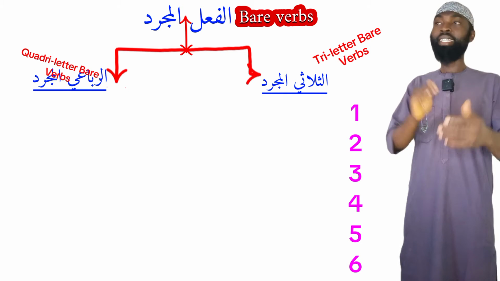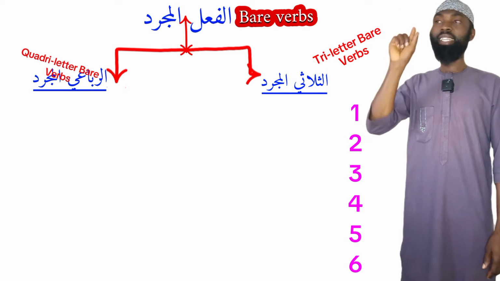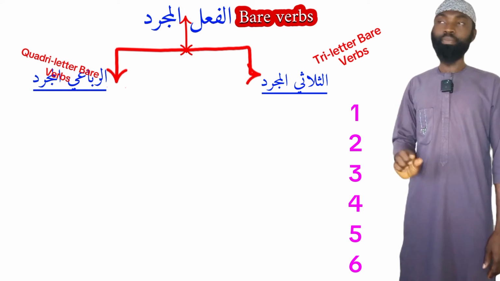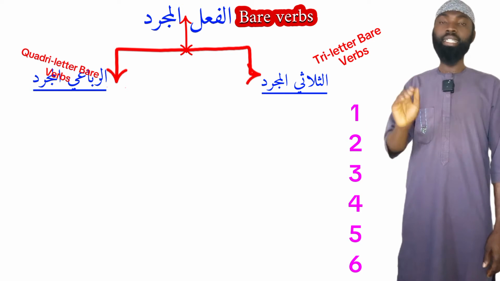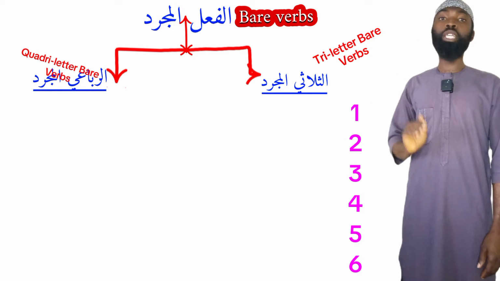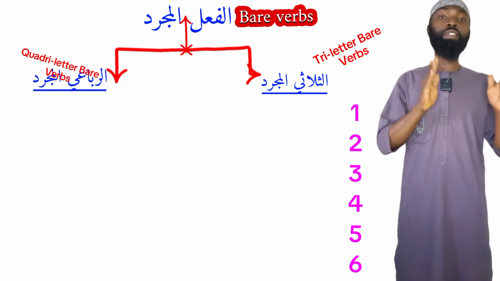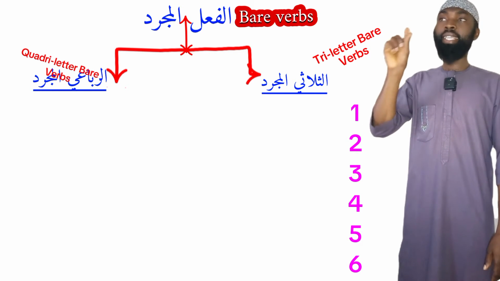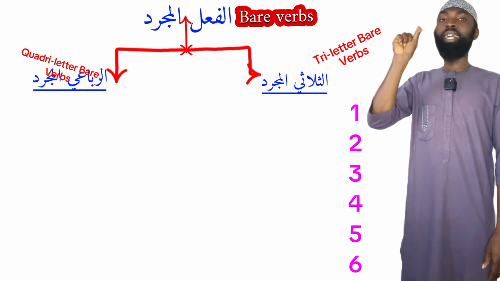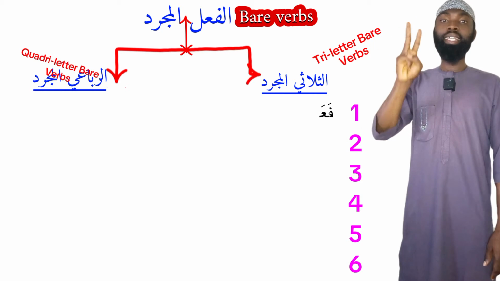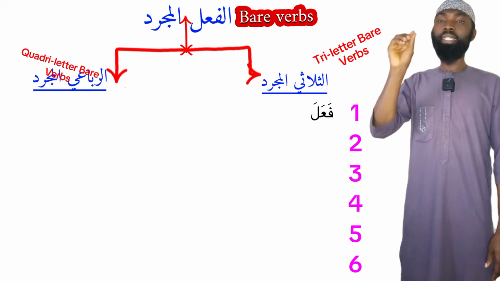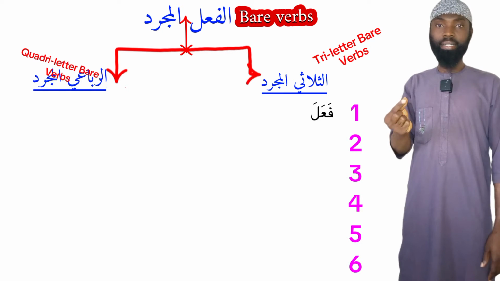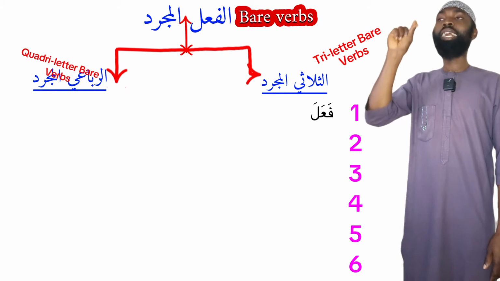As we go further in this series, we shall be placing a video for each of these awzan. Here we have 6 awzan, 6 scales, which we can use to measure all of the verbs which will fall under this category. The first scale, wazn, we have is fa'ala. The first three awzan are different in terms of their past tense. The first we have fa'ala.